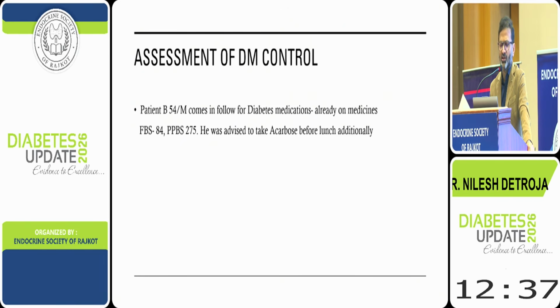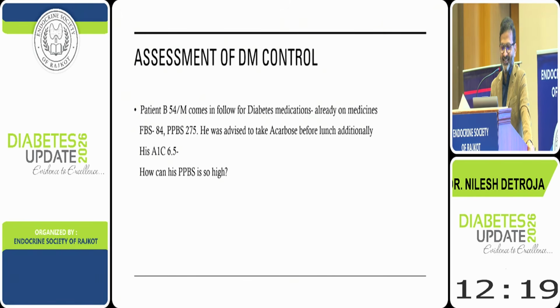So this is not enough. You cannot decide on the basis of this single reading. So HbA1c was done. HbA1c was 6.5. So how is it possible? We had talked about HbA1c lies, but here that thing was not there. So how can PPBS be so high when HbA1c is 6.5?